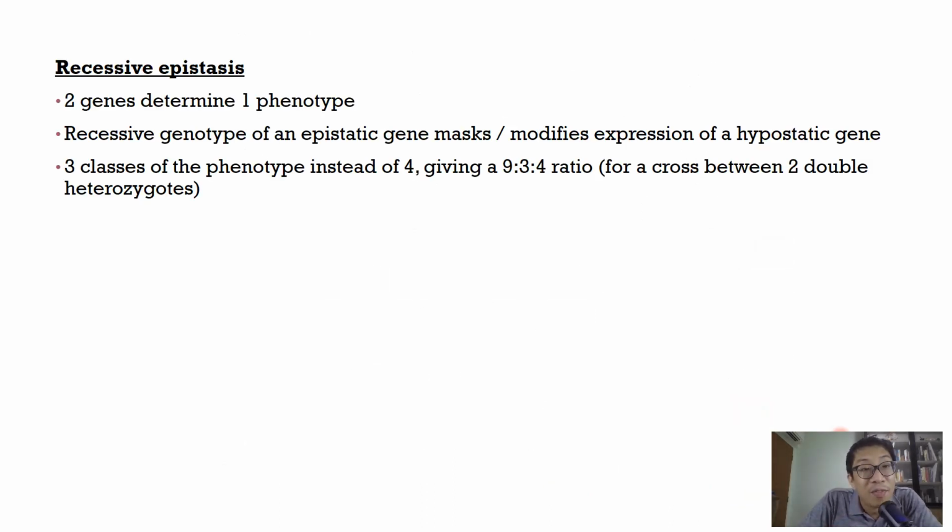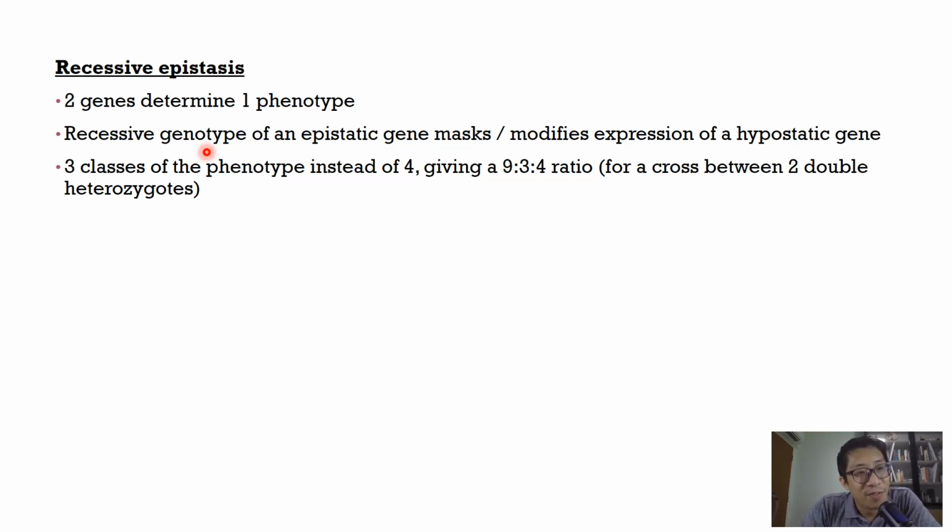Okay, so just a bit of a summary of what we have looked at. It is epistasis, gene interaction. So two genes determining one phenotype as part of gene interaction. And the type of interaction, the type of epistasis, is when the recessive genotype of one gene masks the expression of the other gene. That's why it's called recessive epistasis. Epistasis because it's the recessive genotype of one gene that masks the other gene.